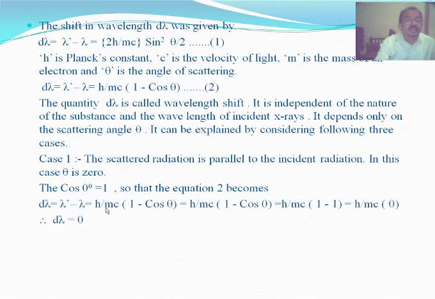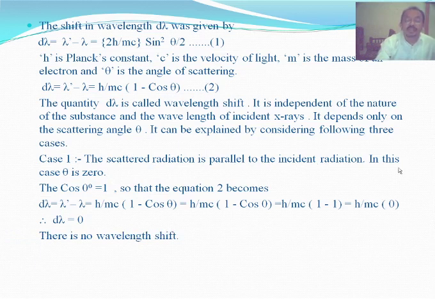Wavelength shift is equal to h upon m c into (1 minus cos theta), h upon m c into (1 minus cos 0). Cos of 0 is 1, therefore 1 minus 1 is 0, so the whole term becomes 0. In this way there is no wavelength shift, or there is no Compton effect, when the scattered radiation is parallel to the incident radiation.